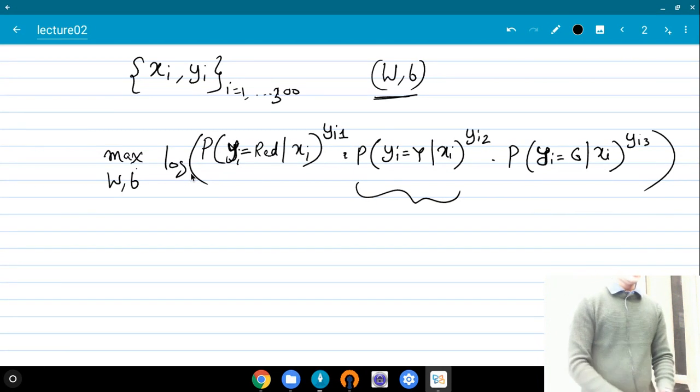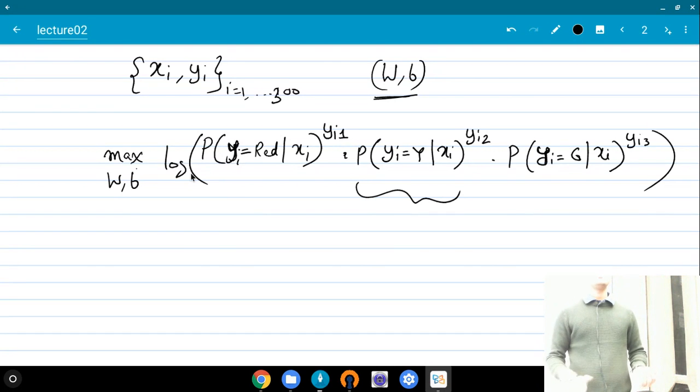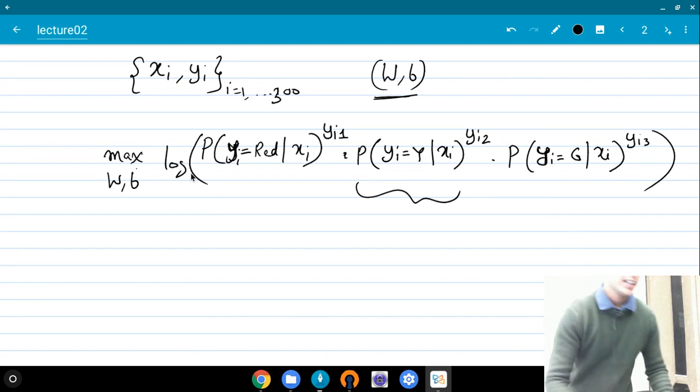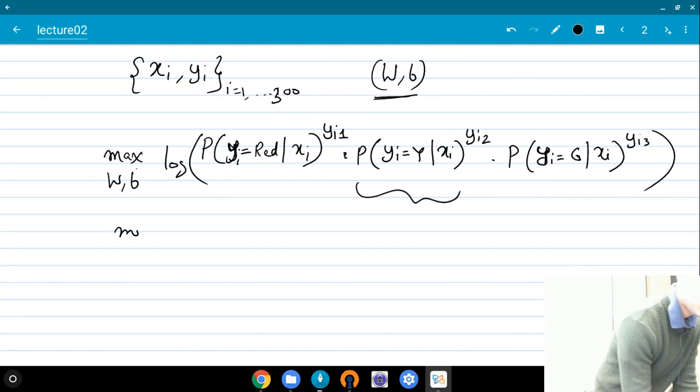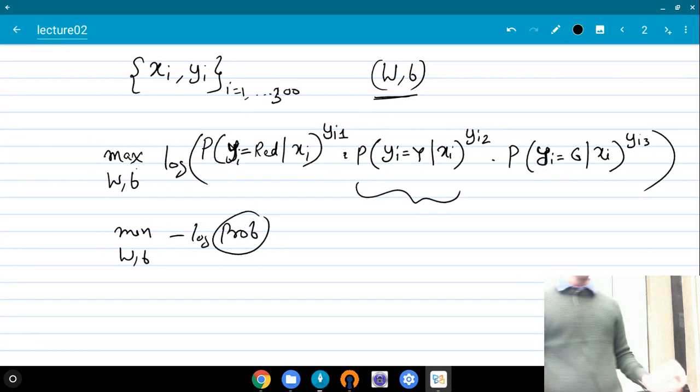And if you want to maximize the term, you can also minimize the negative of the term, and that's the loss function. A loss function you think of as something you want to minimize. Here I'm talking about maximizing the likelihood, so you can just put a negative sign in front and think of it as minimizing. So minimization over w comma b of minus the log of this probability, or this likelihood, corresponding to the y where it is actually true. That's the loss function. That's a cross entropy loss function.